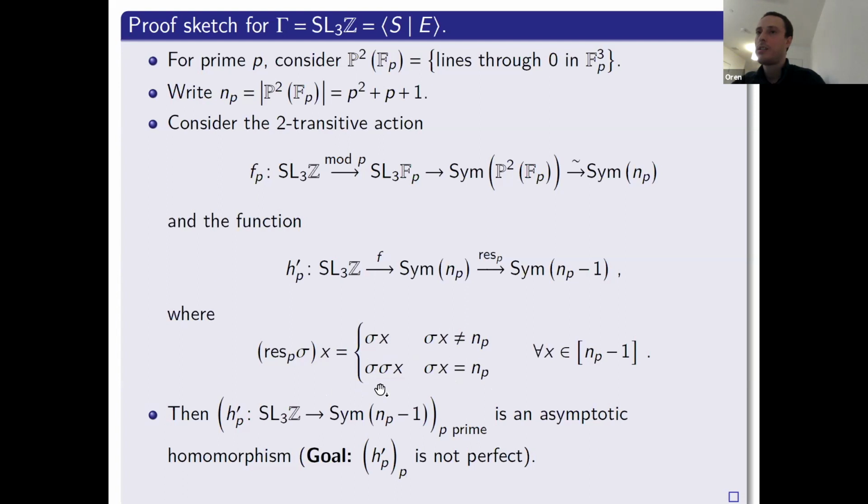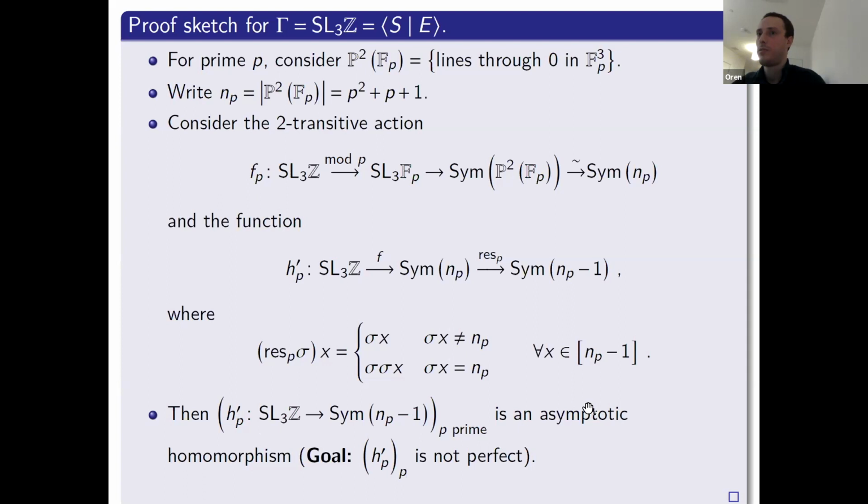So in this case, I just take sigma twice. The first time sigma will take me to NP, and then I take another sigma and I will get some element which is not NP. And you can easily check that this is still a permutation. So this is just a very simple way to turn a permutation on 1 to N into a permutation of 1 to N minus 1, and it is not a group homomorphism. So H prime P is not a group homomorphism. But you can easily check that, because this change is so minor, H prime P is still an asymptotic homomorphism.